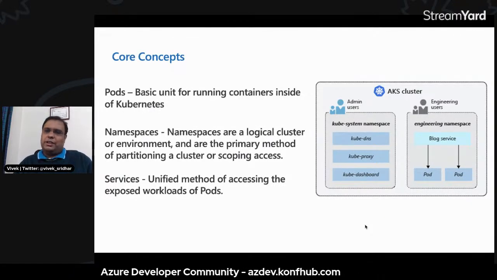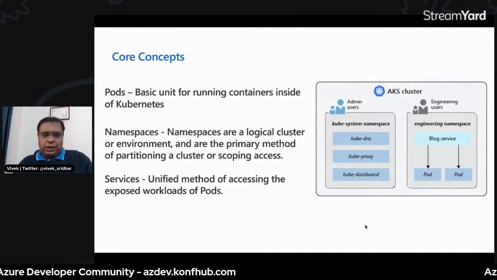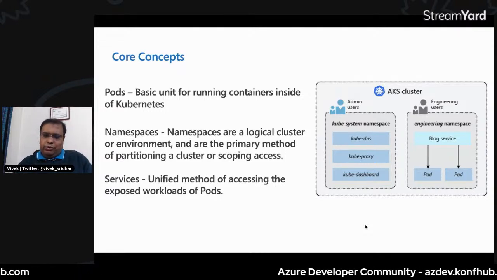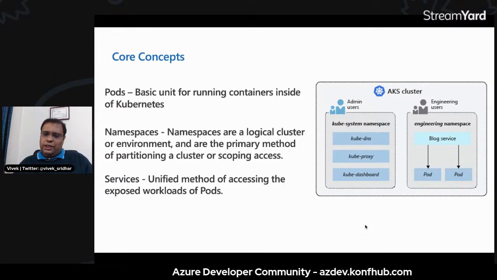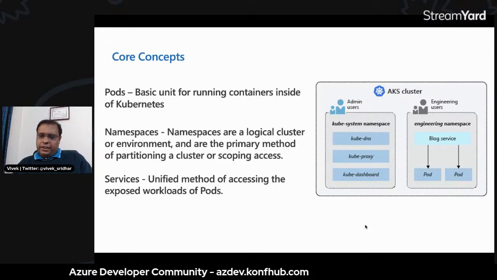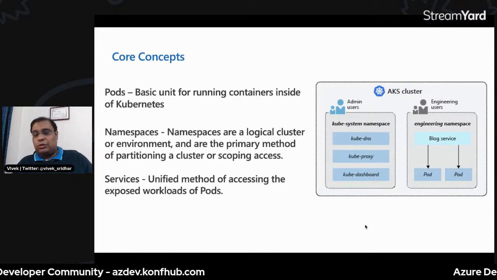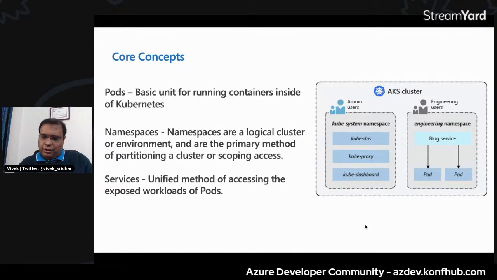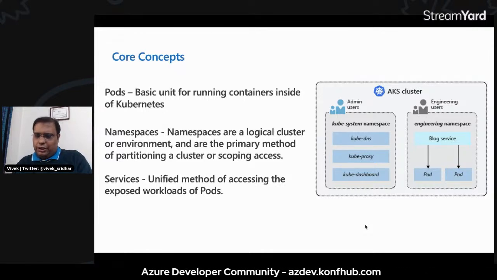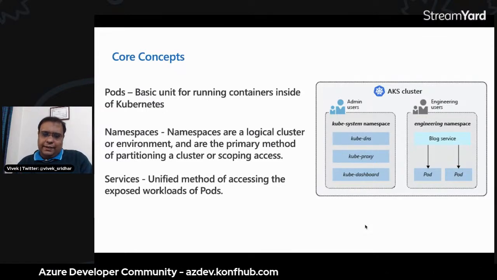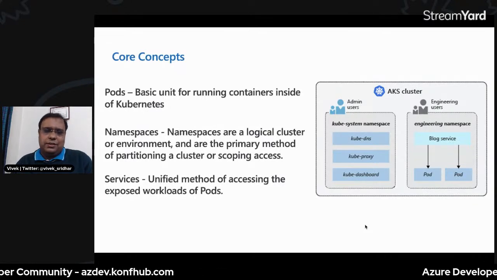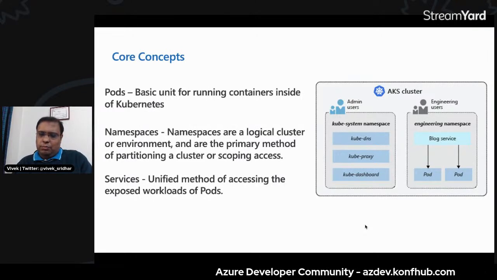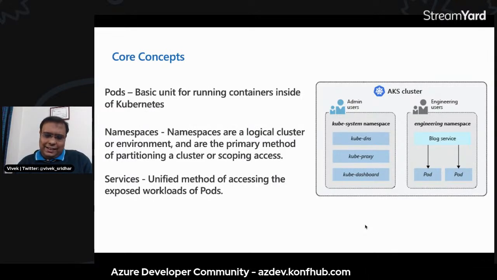And namespace is nothing but you're logically partitioning within the cluster. So say, for example, in this diagram, you're creating an engineering namespace, where specifically in that engineering namespace you have a blog service which is accessing this pod. So you can make an understanding of the service as well here, right? The service is nothing but a load balancer out here, and you're using this blog service to access the pods, right?